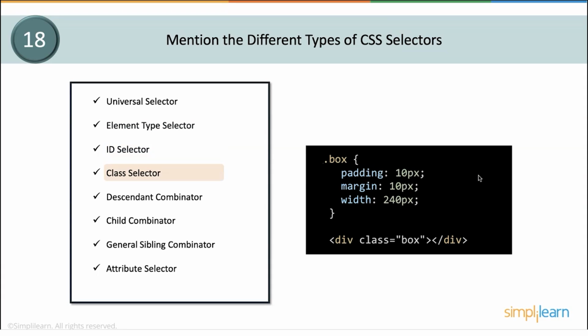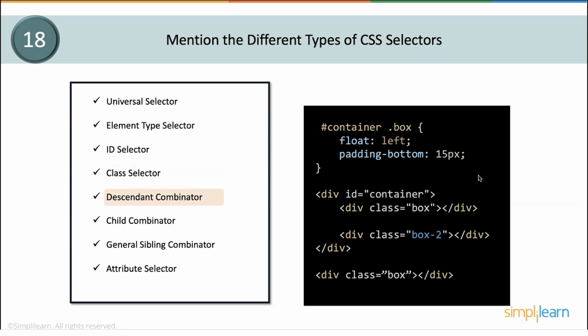Class selector, which starts with a dot followed by the class name. Then we talk about the descendant selector. In a descendant selector, you try to select all the elements which are part of that container. So you are selecting this container and, under that, all the child elements of the box.